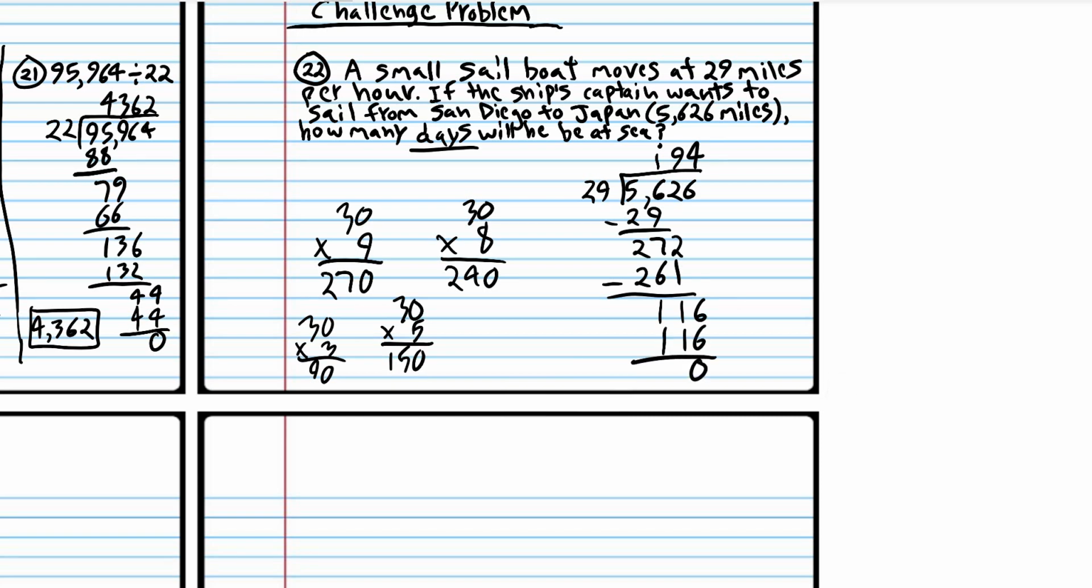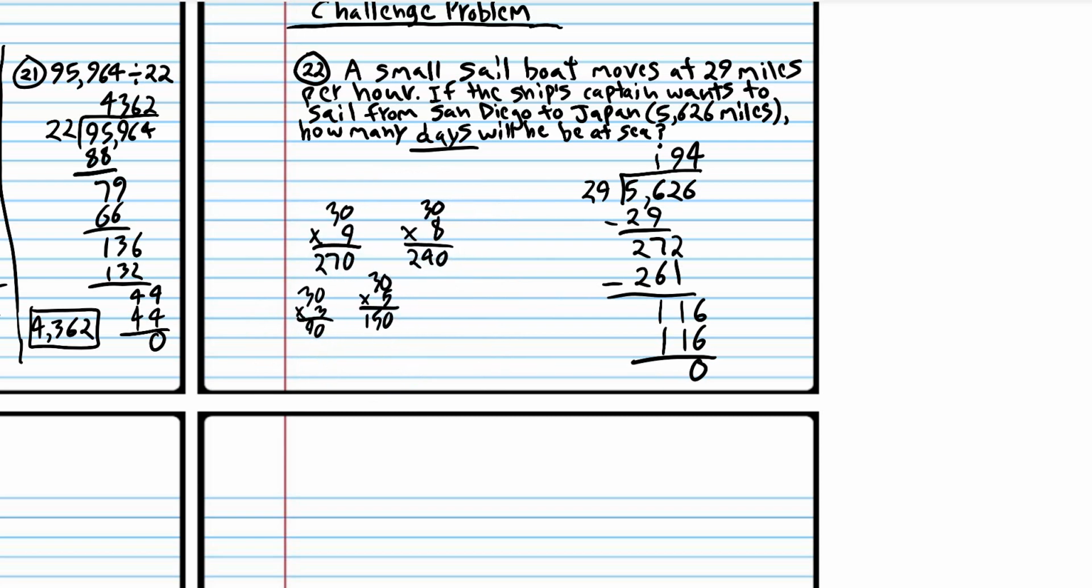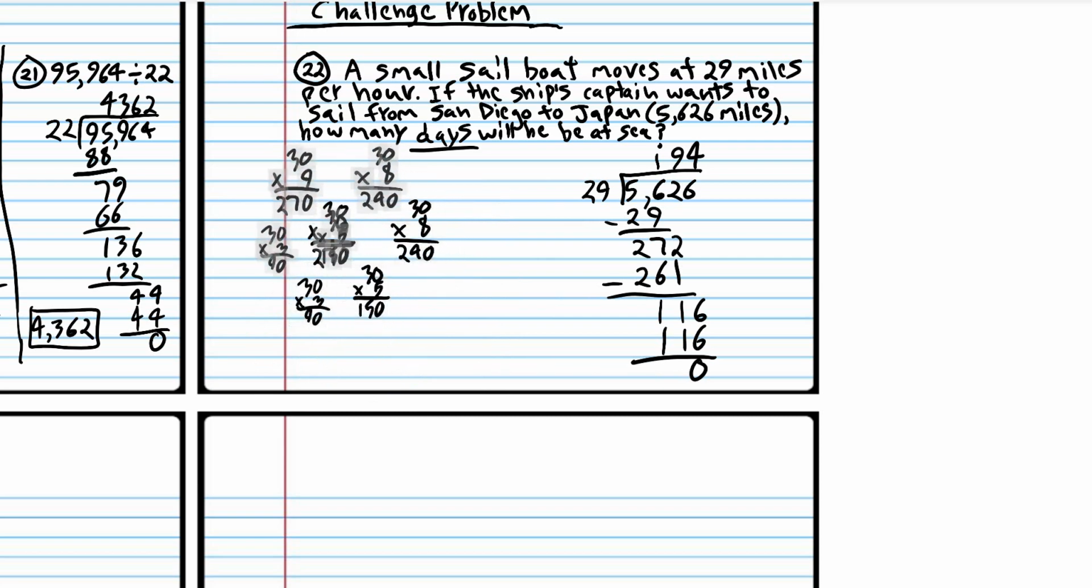All right, so it takes 194 hours to sail from San Diego to Japan. So let's erase all this stuff. Actually, let's keep that stuff. I want you to be able to have that in case you want it, I guess. Let's shrink this stuff, move it up.